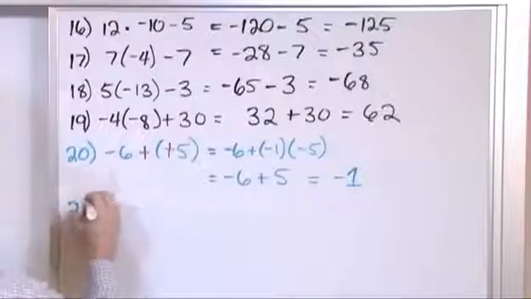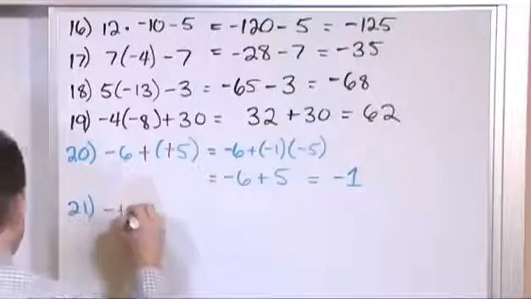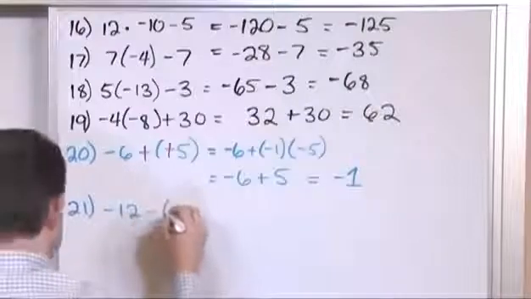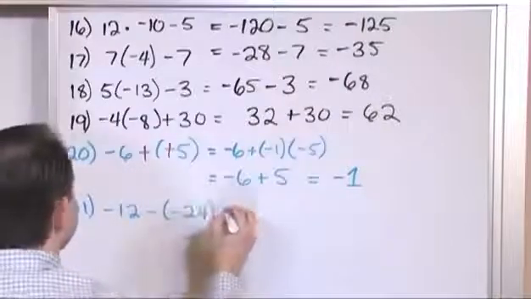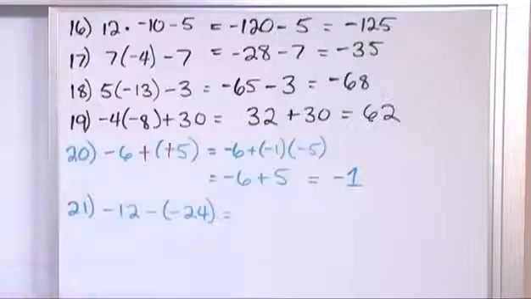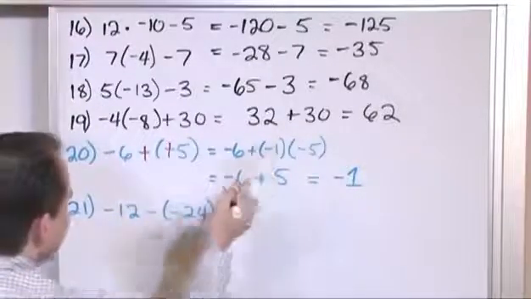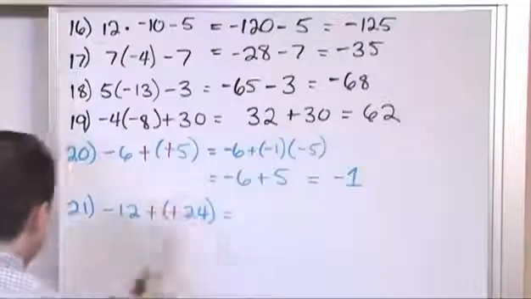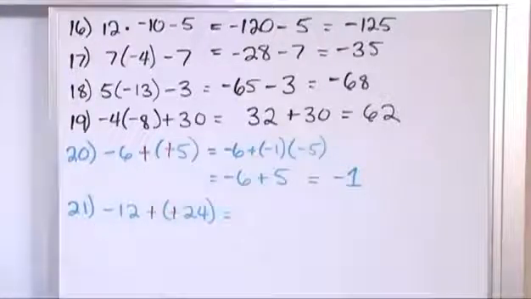All right, 21. Negative 12 minus negative 24. Right? And you can simply add the opposite. You can do this multiplication business, but really, I was just doing that to explain it to you so you know where it comes from. But you can just simply add the opposite.